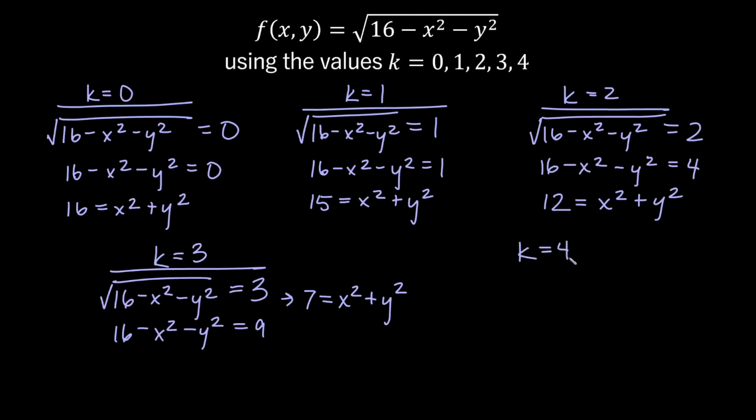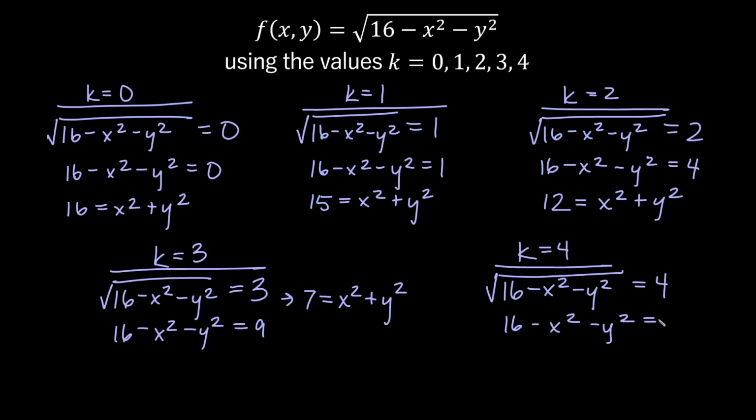And then with k equals 4, which is the last one we're asked to find, our level curve is going to be the function just equal to that value. So we have our square root again, now equal to 4. And if we square both sides here, we'll get 16 minus x squared minus y squared is equal to 16. If I subtract the 16 over and move this over to the other side, we really get 0 is equal to x squared plus y squared. We can think of this as a circle centered at the origin with radius 0. This is actually a point, really. This is just the origin itself.